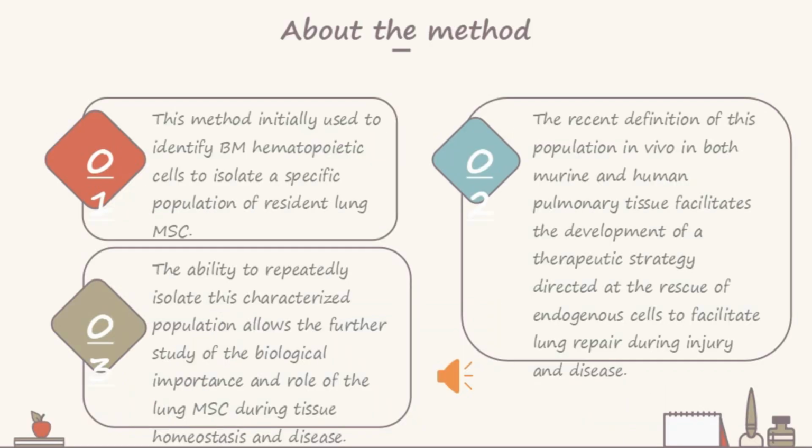About the method. This method, initially used to identify BM hematopoietic cells, isolates a specific population of resident lung MSC. The recent definition of this population in vivo in both murine and human pulmonary tissue facilitates the development of a therapeutic strategy directed at the rescue of endogenous cells to facilitate lung repair during injury and disease. The ability to repeatedly isolate this characterized population allows the further study of the biological importance and role of the lung MSC during tissue homeostasis and disease.